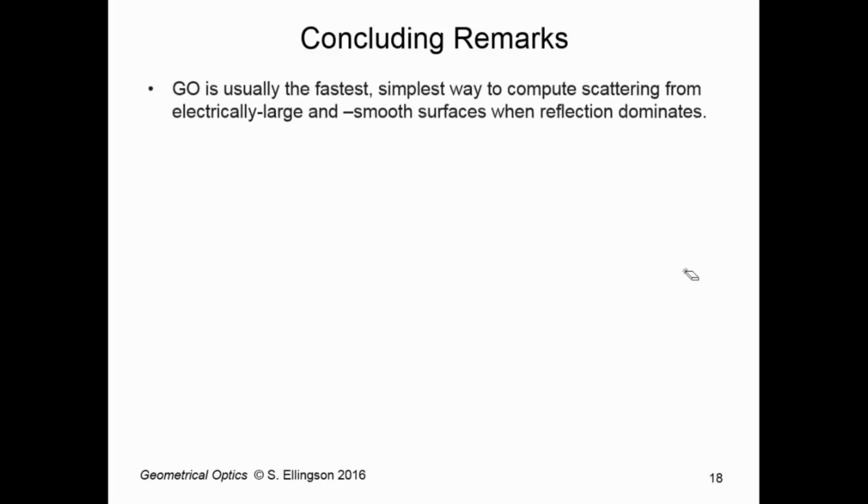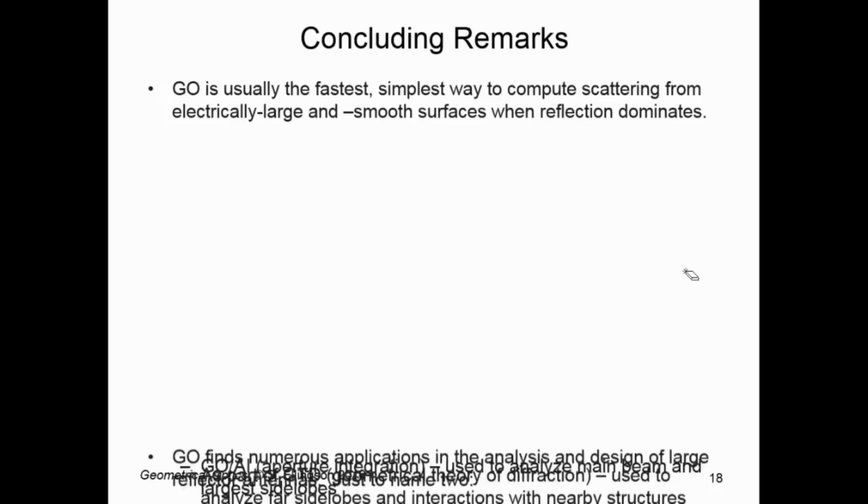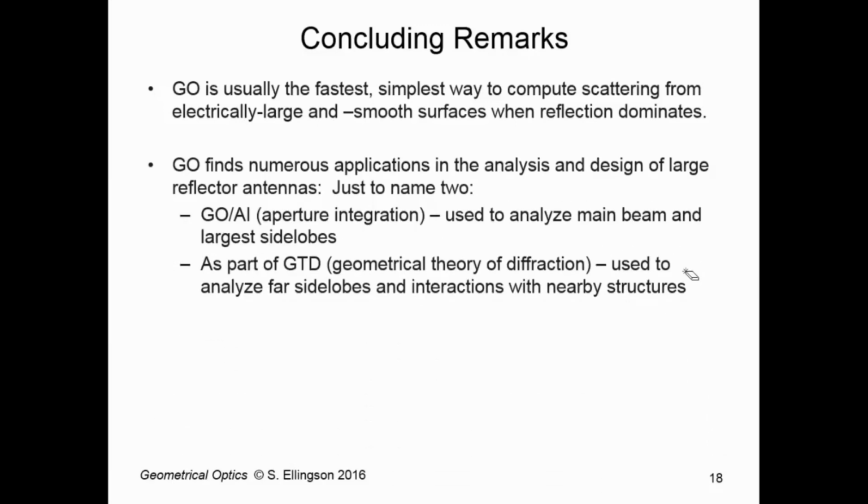Okay, concluding remarks. GEO is usually the fastest, simplest way to compute scattering from electrically large and electrically smooth surfaces when reflection dominates. GEO finds numerous applications in the analysis and design of large reflector antennas. Just to name two ways that we use GEO in this kind of work, here they are. One is a technique known as Geometrical Optics Aperture Integration, or GEO-AI, which is used to analyze the main beam and largest side lobes of a reflector.